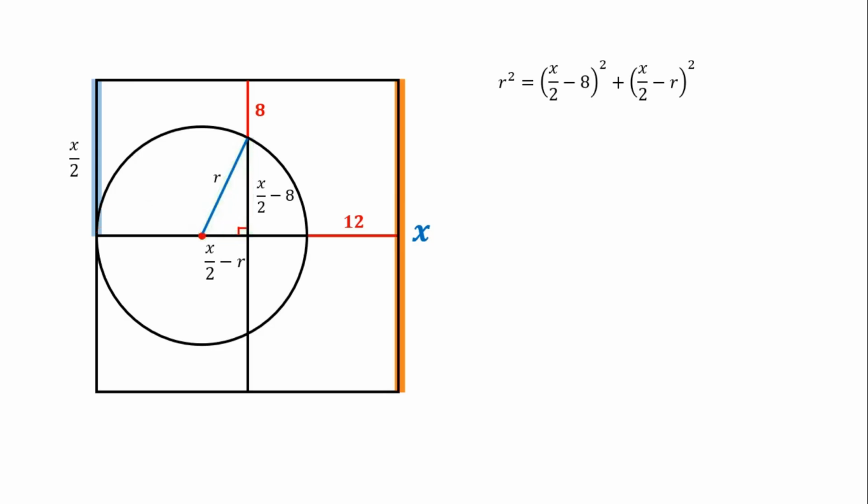Take a closer look. This segment is r. This segment is also r, because it connects the center of the circle to another point on the circle. And this segment measures 12. Together, these 3 segments make up the entire side length of the large square. So we can write x equals r plus r plus 12, or simply, x equals 2 times r plus 12.